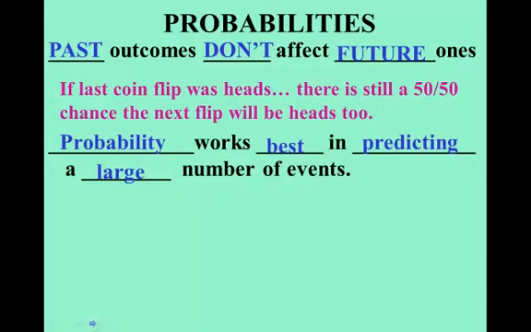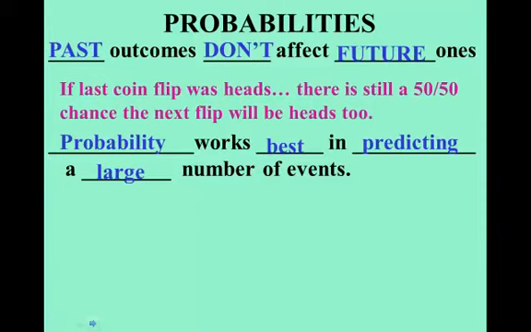So for example, if I flip a coin 10 times, I could get 5 heads and 5 tails, 50-50, right? That's the probability. Is it possible I could get 6 heads and 4 tails? Yeah. 7 heads and 3 tails? It's possible, right? It's even possible that I could flip 10 heads in a row and no tails.